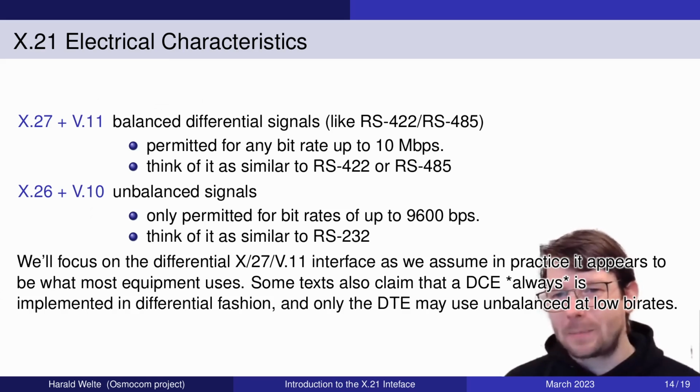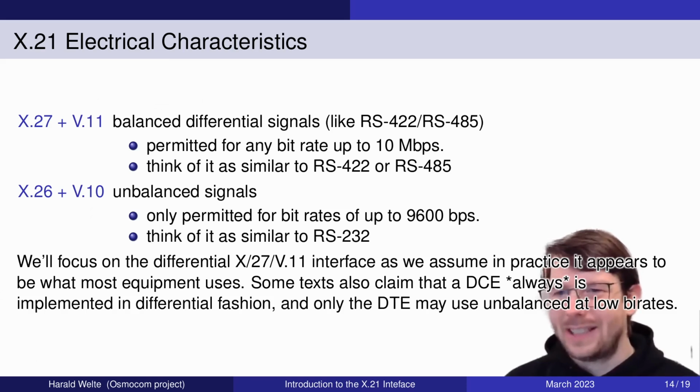And the other option is X.26, which points to the V.10 specification, which is for unbalanced signals and is only permitted for bitrates up to 9600 bps. It's more similar to RS232 in this context, since it's not a balanced signal. I'm focusing on the differential signal, since I assume that in practice it appears to be what most equipment uses, at least based on what I read. I've also found some texts, not in the ITU specs though, saying that the DCE is always implemented in differential fashion, and only the DTE in a simplistic use case may use unbalanced at low bit rates.